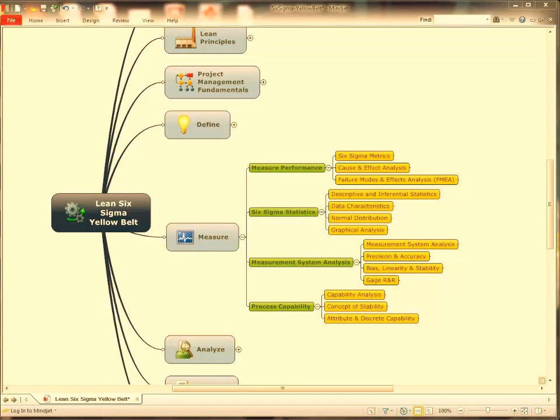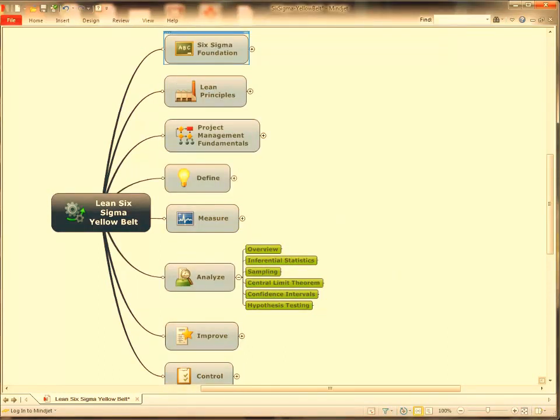And then we'll cover the concept of process capability. So how to do capability analysis. What is the concept of stability? And what can we do with respect to process capability depending on the type of data we're working with, so whether it's attribute data or discrete data.